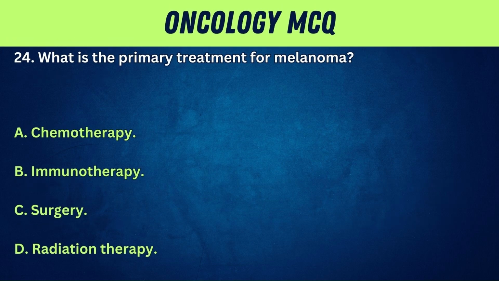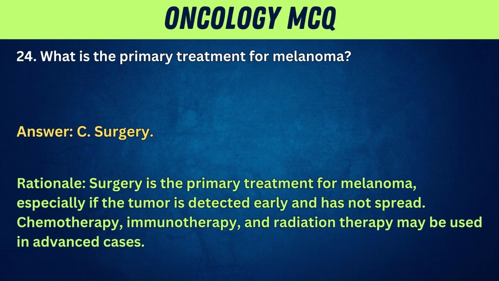24. What is the primary treatment for melanoma? A. Chemotherapy. B. Immunotherapy. C. Surgery. D. Radiation therapy. Answer: C. Surgery. Rationale: surgery is the primary treatment for melanoma, especially if the tumor is detected early and has not spread. Chemotherapy, immunotherapy, and radiation therapy may be used in advanced cases.